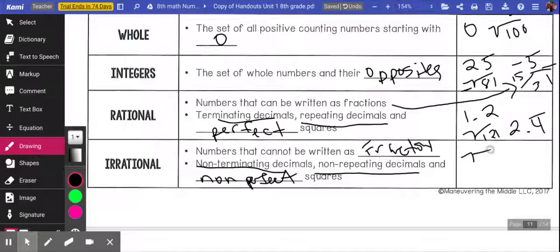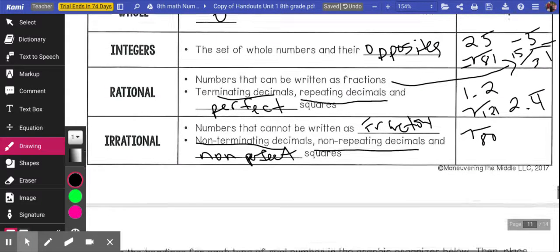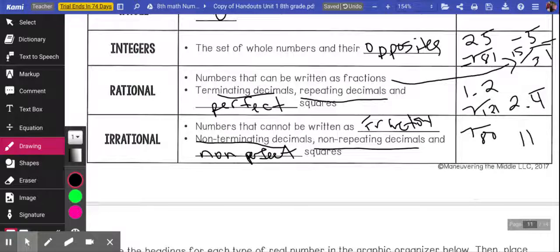So the square root of 80. We already know that that number goes on forever. We can estimate it and make it smaller, but it goes on forever. So you can't put that into a fraction because it never stops. Pi is the most common one that you kind of think of. Sometimes they'll put a decimal point and then go dot, dot, dot, as long as it's not a repeating pattern.